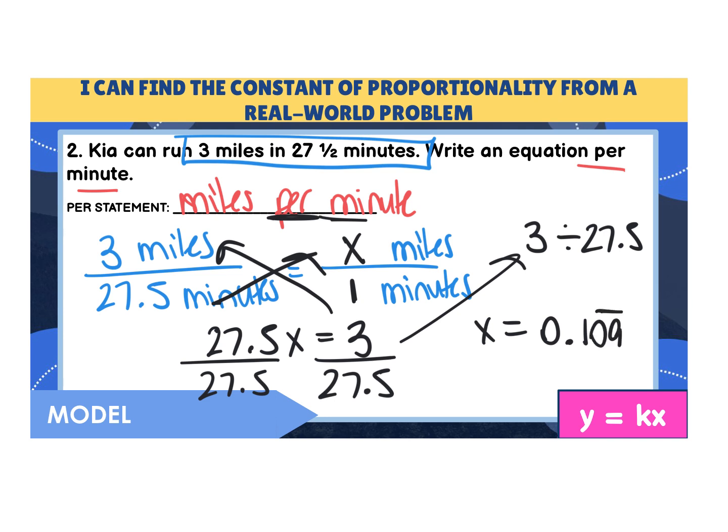So I'm going to put that over the 0.9, the repeating mustache. And then I'm going to write it as an equation. So the only thing, again, I'm changing is k. So y equals 0.109x. All I did was I took my value and I placed it in my equation.